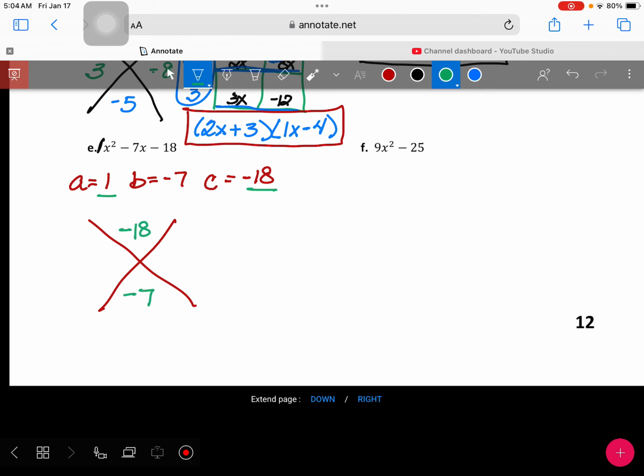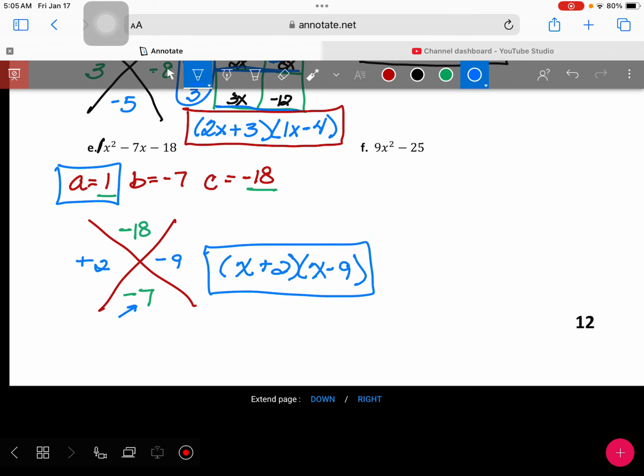B is negative 7. Two factors that multiply to give negative 18 and add to give negative 7. A positive and a negative factor, and the negative is going to go on the larger number. So I'm looking at negative 9 and positive 2. And because A is equal to 1, I can simply write this as X, or whatever your variable is, plus 2, because that's a positive 2, and X minus 9.